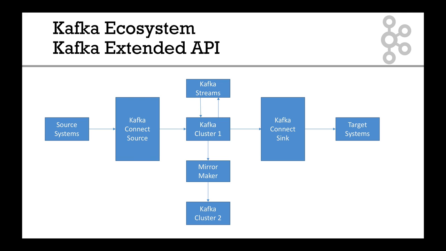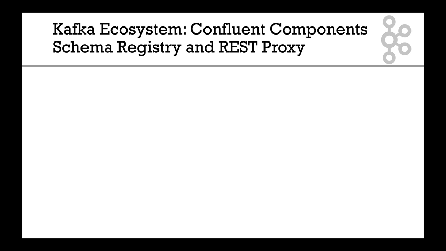Finally, when you get to multi-data center Kafka, you would have a second Kafka cluster and something called MirrorMaker in between to replicate from one cluster to another. So that's for the extended APIs. Then we have the Confluent ecosystem. And Confluent is the private company behind Apache Kafka. Although Apache Kafka is open source, Confluent has decided to create some proprietary components. Some are open source, but basically they enhance the features of Kafka.